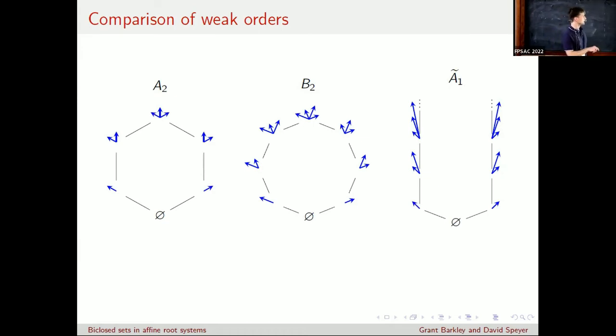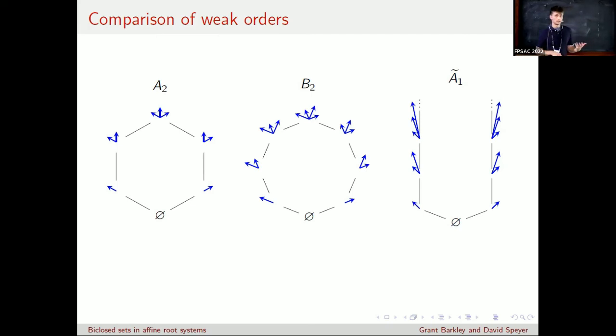So this middle one is called the B2 root system. It's another two-dimensional root system. And so I've drawn the weak orders for these three root systems. As you notice, the two finite ones both have this property that their poset looks like a circle or like a polygon, whereas the infinite one doesn't. It doesn't close up. It just goes off in two directions. And I'm going to formalize this property that we're noticing pictorially as follows.